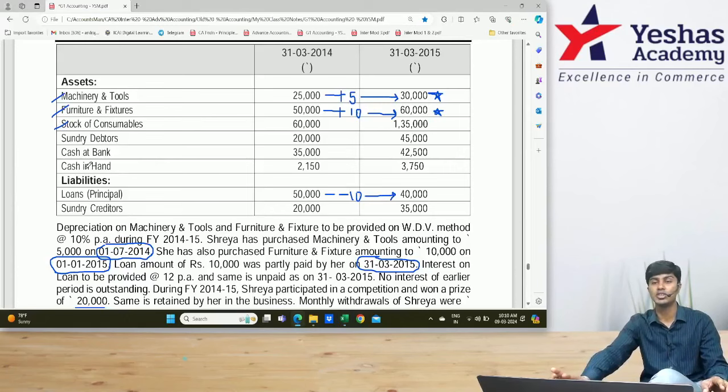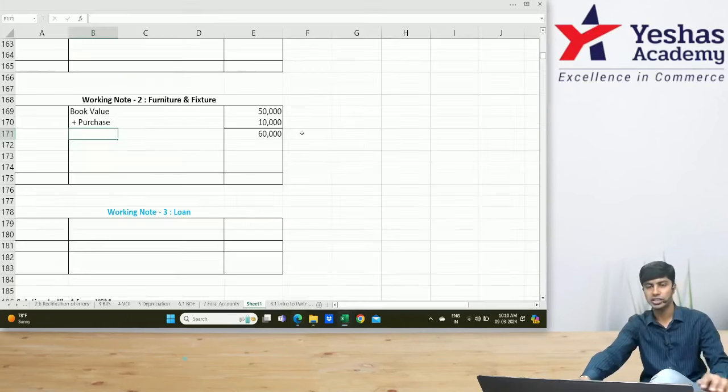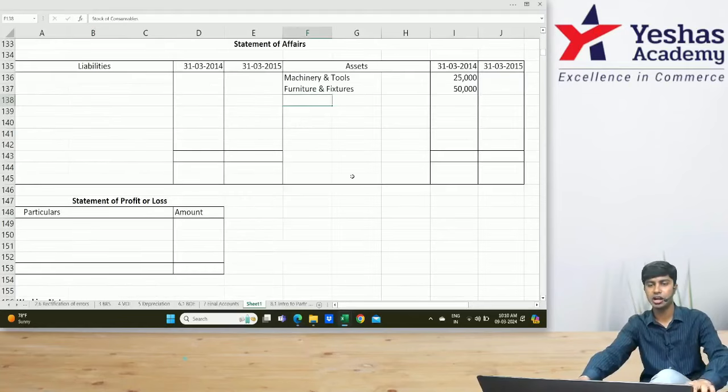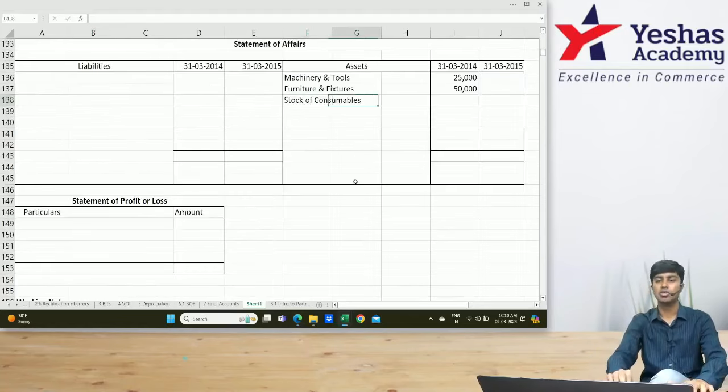Stock of consumables. How much? 60 opening, 135 closing. Shall I write here? Stock of consumables. Asset. Opening 60, closing 135.